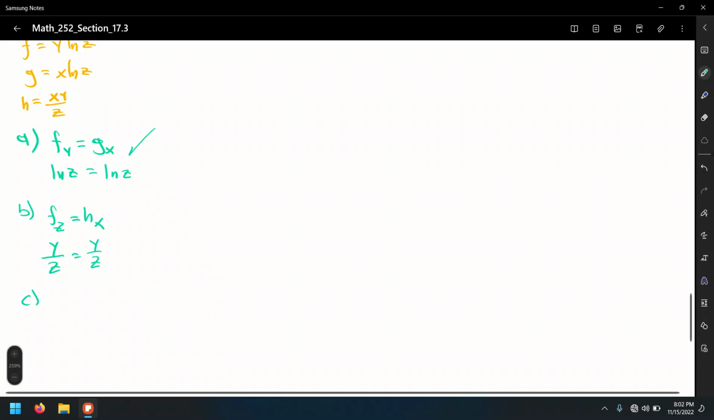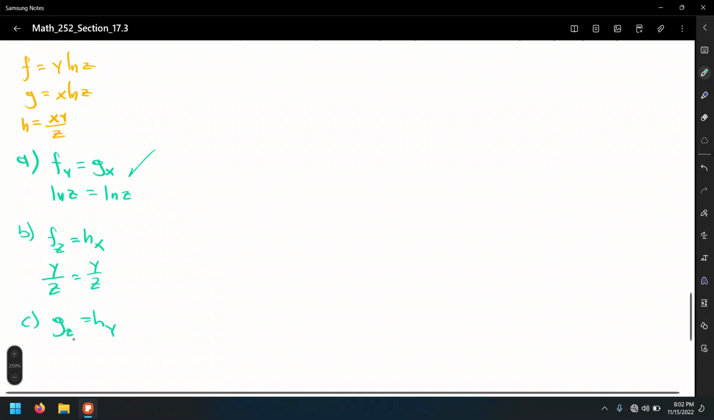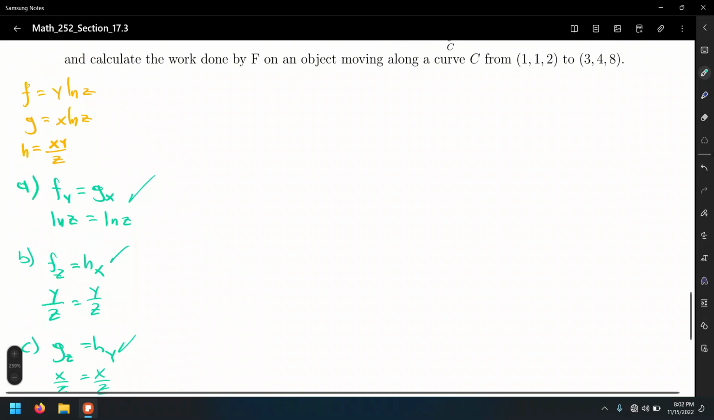And for letter C, we need to show that the partial of G with respect to z equals the partial of H with respect to y. The derivative of G with respect to z, the derivative of ln z is 1 over z times x, so that's x over z, equals H with respect to y, which is also x over z. So the three conditions are satisfied. That means the vector field is conservative, and therefore there exists some function phi of x, y, z whose gradient is this vector field.